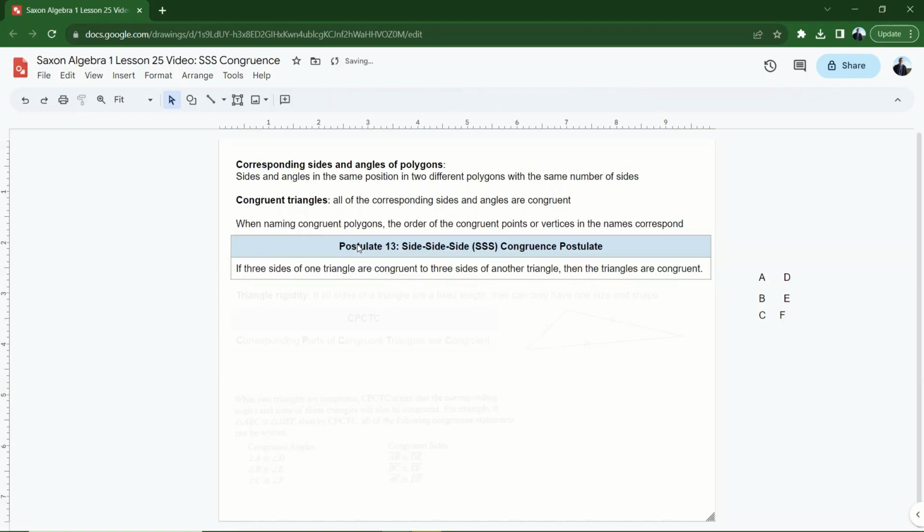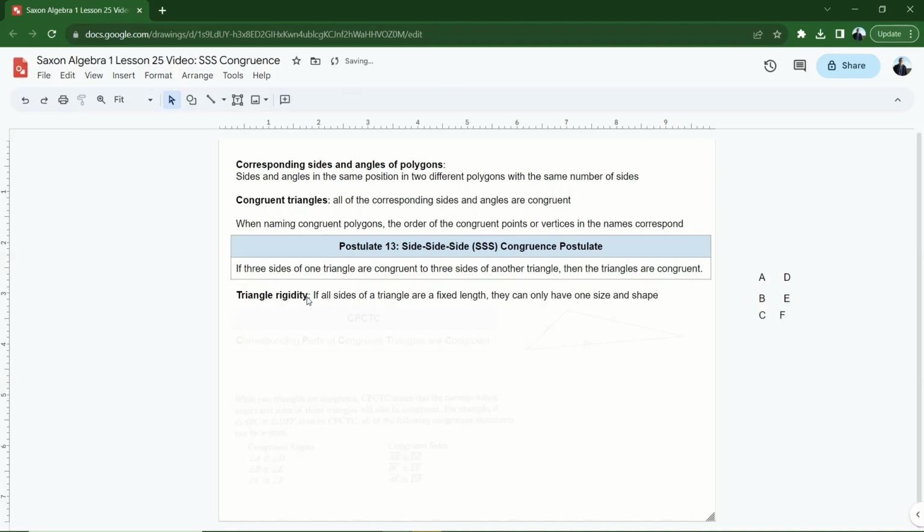Now on to postulate 13, the side-side-side congruence postulate. If 3 sides of one triangle are congruent to 3 sides of another triangle, and keep in mind triangles only have 3 sides, so all of the sides are congruent, then the triangles are congruent. Please keep that in mind. So what is the side-side-side congruence postulate? Well, it states the only thing we need to know about two triangles for them to be congruent is that the sides are all congruent. That makes the triangles congruent.